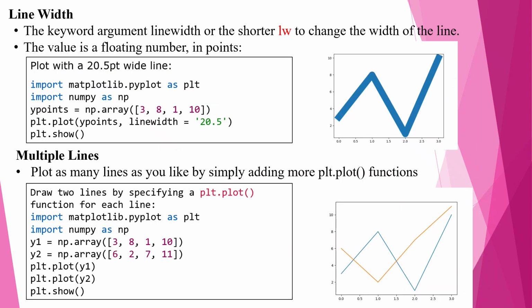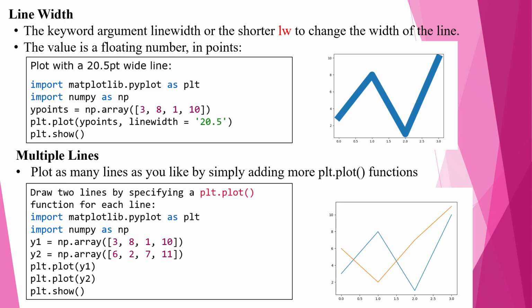In Matplotlib, the thickness of a line can be adjusted using the linewidth parameter, also written as lw. This parameter takes a floating point value that represents the width of the line in points, allowing the user to make the line thinner or thicker based on visualization needs. For example, setting a higher linewidth value such as 20.5 results in a bold and prominent line, which helps highlight important trends in the data.